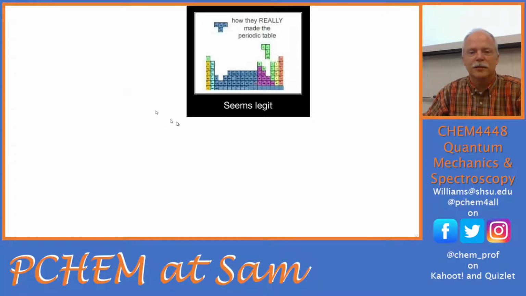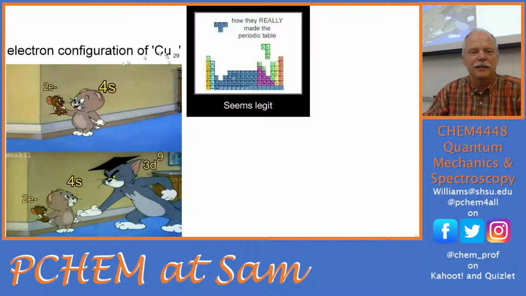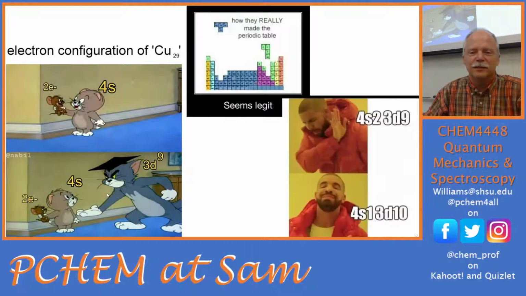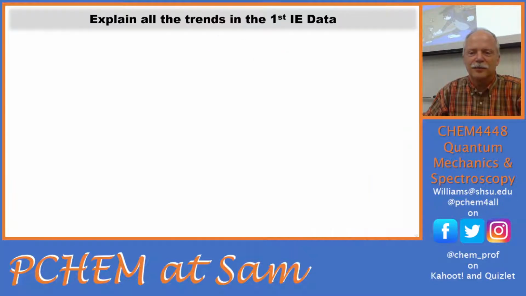So, some jokes here. And this is the copper. So along comes the 3d9 and says, I'll take one of your 4s electrons. Okay, and then there's Drake, of course.